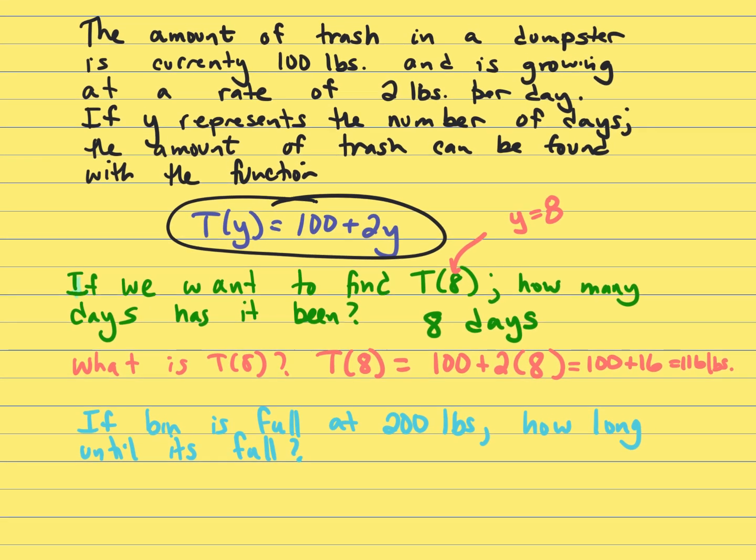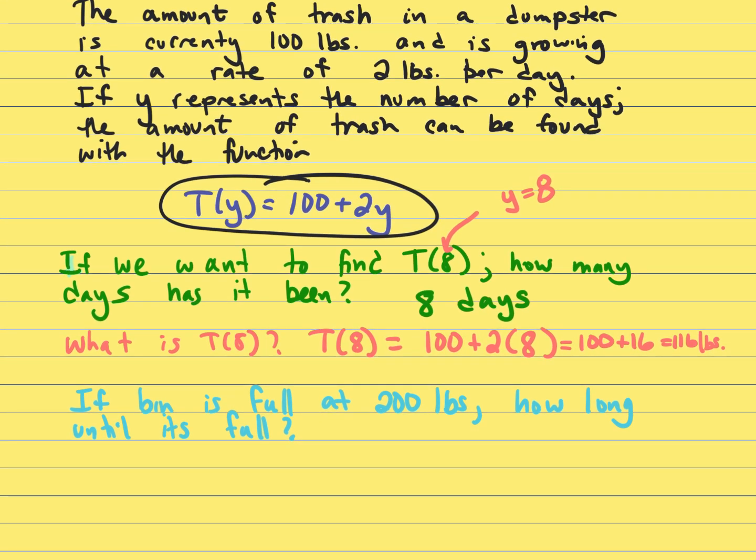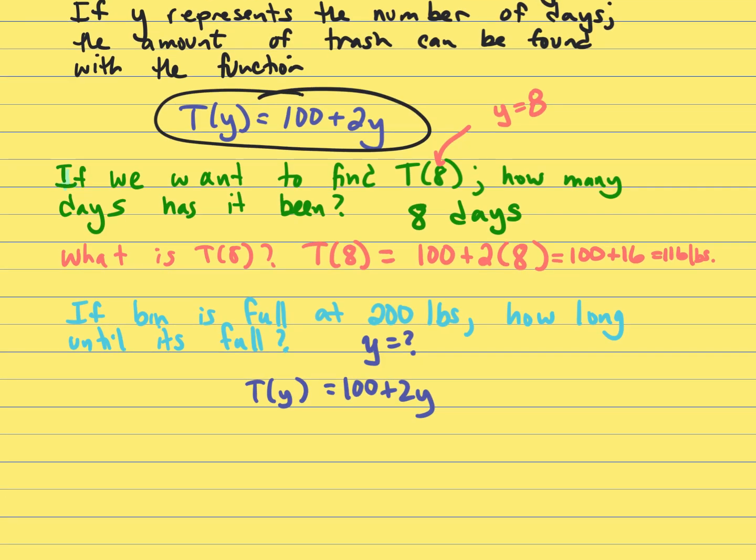So the last question says, okay, we keep filling this with trash. If the bin is full at 200 pounds, how long until it's full? So what we're trying to figure out in this case is y. How many days is it going to be? So if I start with t of y equals 100 plus 2y, then I want to know y. But what I know is the amount. I know the amount is 200, so I know t of y is 200. So if I put that in, I get 200 equals 100 plus 2y.